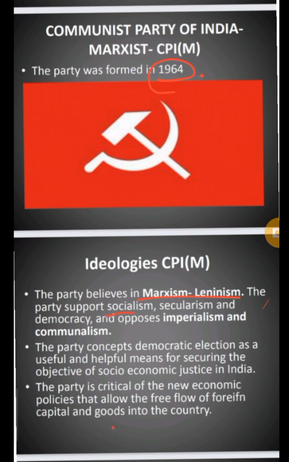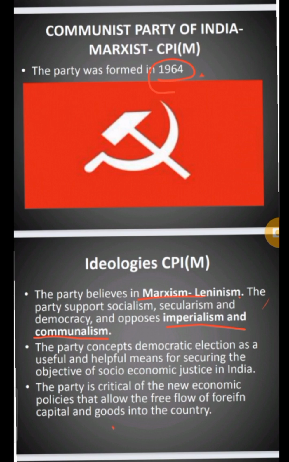Party supports socialism, secularism and democracy, and it opposes imperialism and communalism. You know the meanings of imperialism and communalism. Imperialism is the ideology which believes in narrow nationalism, expanding the boundaries of your own country at the cost of other countries, by ruling other countries, by exploiting other countries. And communalism, where base of the country is religion, where government has its official religion. Fine. So this party is against imperialism and communalism, and it believes in socialism, secularism and democracy. Now this is something you can write for every political party: secularism and democracy.